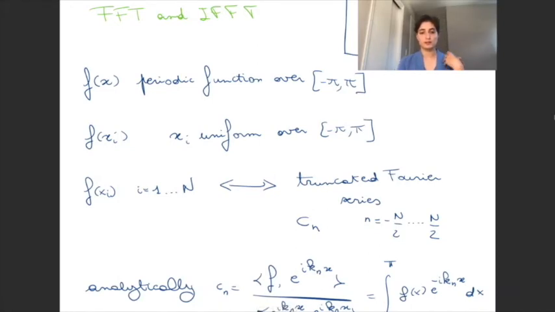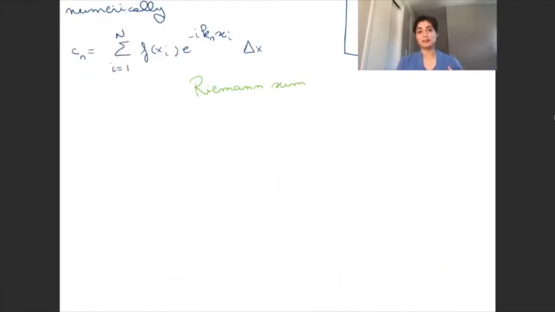So now that we have this correspondence, we want to actually be able to compute it. Analytically, we know that computing Cn, a Fourier coefficient, is an integral from minus pi to pi of f of x times e to the minus i kn x, with kn being equal to n on the interval minus pi to pi. So this is a complex exponential. We can replace it with a Riemann sum, computing the values of f at the xi's in which we know it. This is the best Riemann sum we can build out of the information that we have. We don't have more information than that.